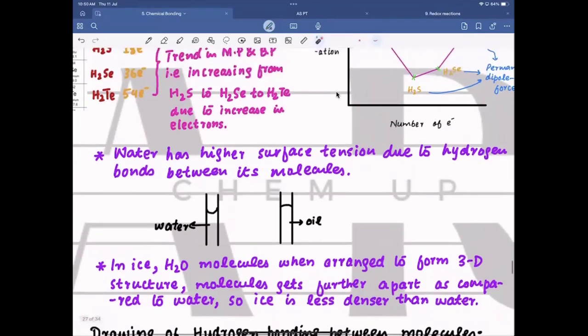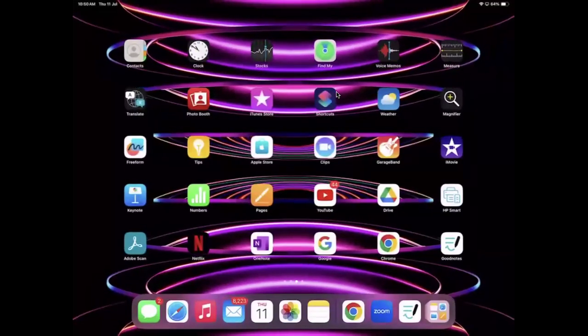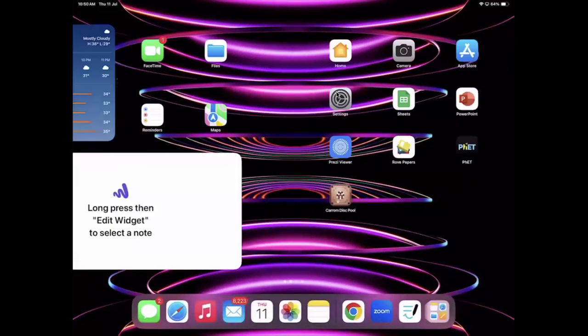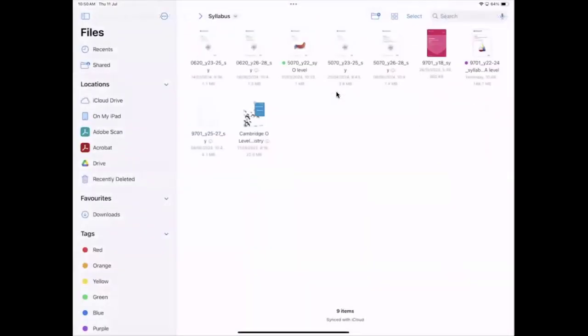Any questions still here? Mm, no, but if the molecules in ice are far apart, how are they even forming a solid? How are they even forming a solid? Okay. I'll try to show you one thing.